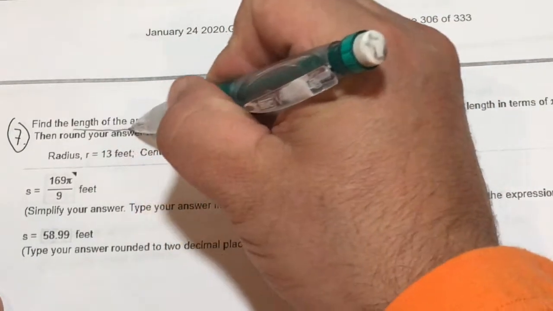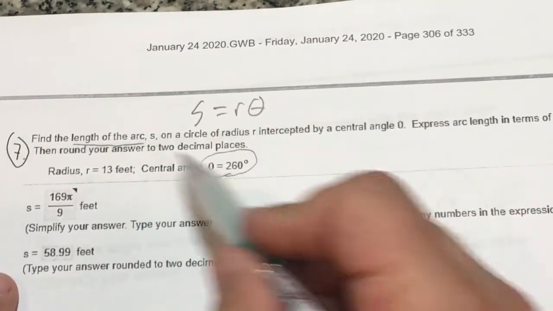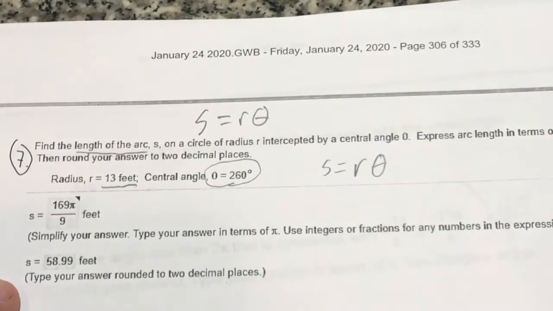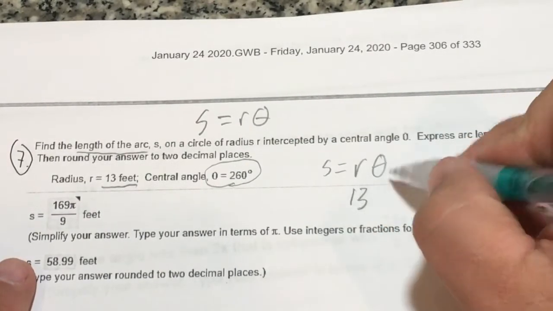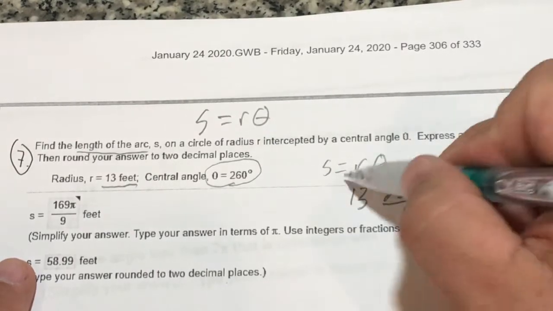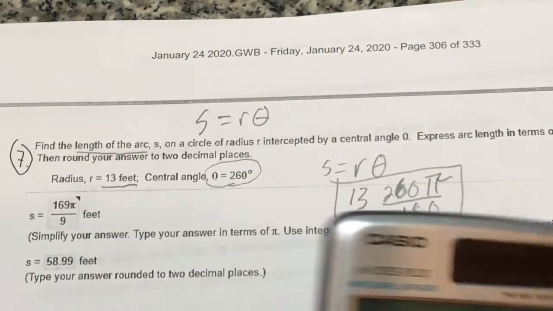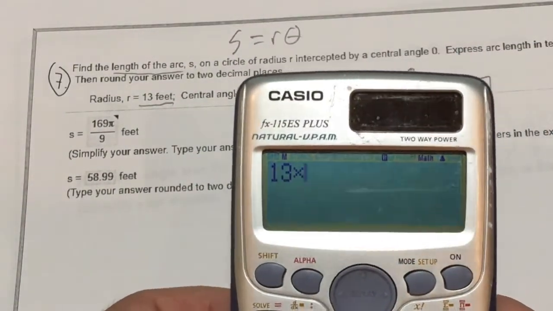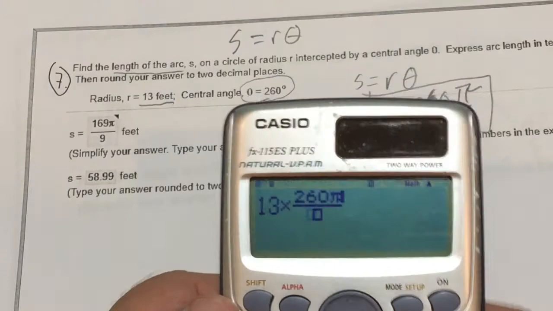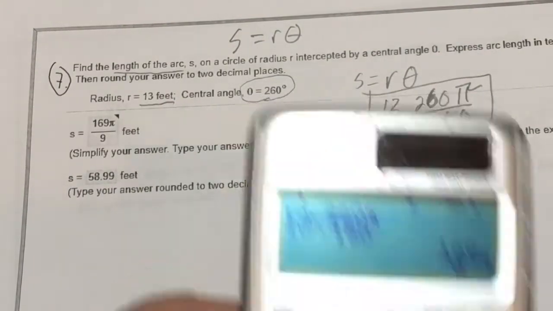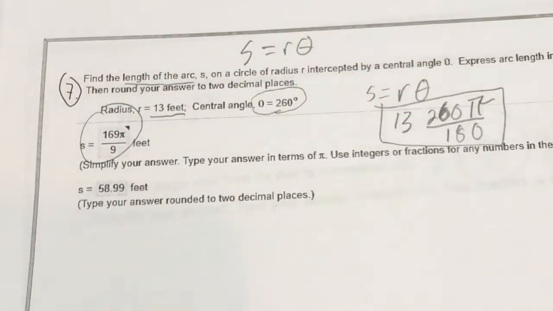Find the length of the arc, so that's an S equals R theta problem. It gives me a central angle of 260 degrees, R is 13 feet. So the trick is S equals R theta, but I need theta to be in radians. So the 13 times 260 pi over 180 should break it down pretty quickly. So I'm going to type that into the calculator: 13 times 260 pi divided by 180. 169 pi over 9. It breaks it down pretty rapidly using the technology.